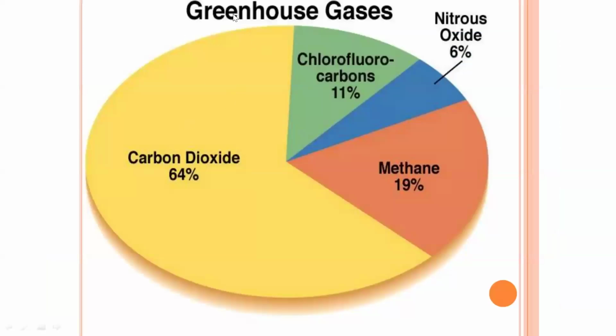Now this is just a graphical presentation of what the greenhouse gases are and their contribution to global warming. Human anthropogenic activities contribute carbon dioxide 64%, chlorofluorocarbons 11%, nitrous oxide 6%, methane 9%. Now methane is generated in agricultural land.